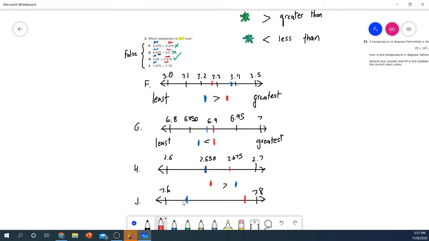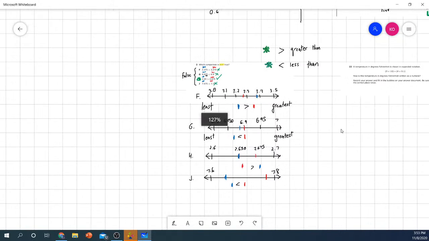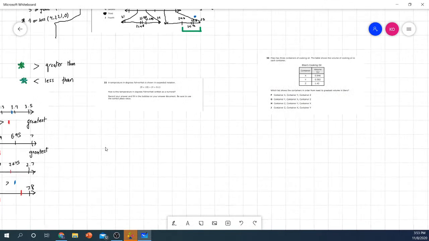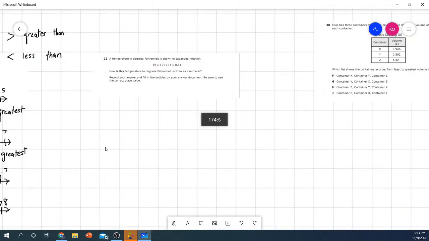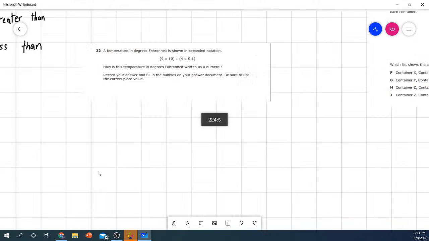And we see that blue is less than red. So this statement would be a true statement, which means by the question it would not be the right answer choice. So H would be our right answer choice. If you guys have any questions as to what I did, please put it in the chat. I'm going to move on to question number 22.